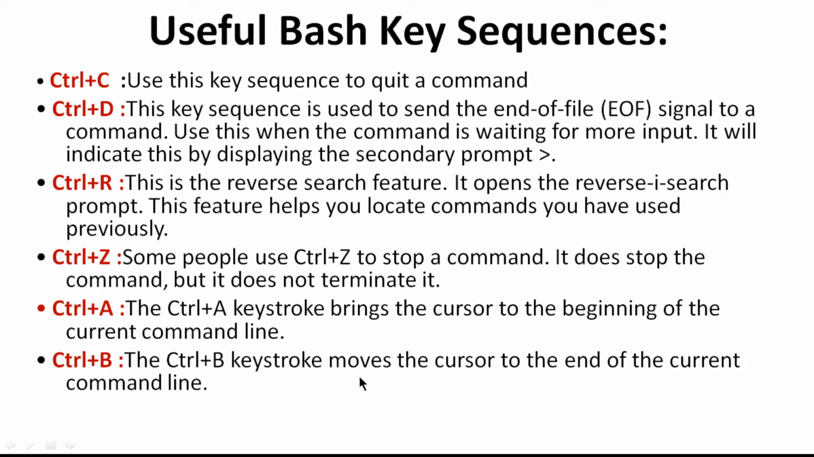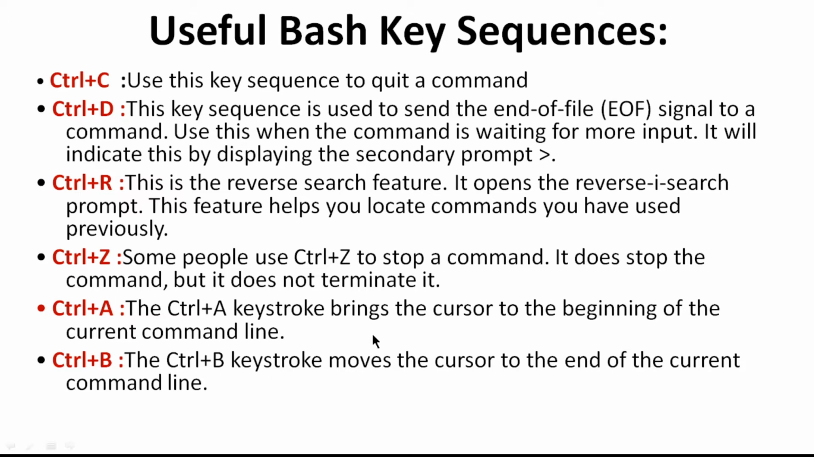Then there are a number of different bash key sequences which we can use when we are working with the bash command prompt. First is Control C. If you want to quit a command, you press Control C. Control D is used when you are typing a command and want to reach the end of file while it is waiting for another input. You can press Control D and it will start displaying the secondary prompt, that is the less than symbol.